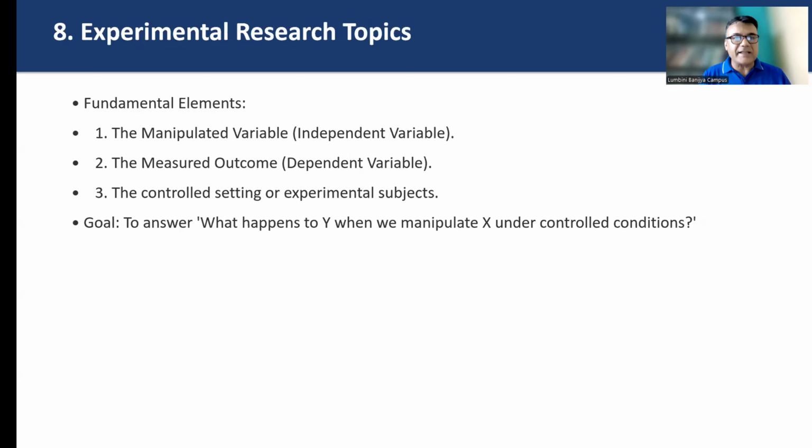And next, there is the experimental research topic. The fundamental elements in experimental research: there is one manipulated independent variable. The second one is a measured outcome, that is the dependent variable. And the third one is a control setting or experimental subject. So there is an independent variable which has been manipulated by the researcher, and there is a dependent variable, that is the outcome variable, and there is a control setting or experimental subject.